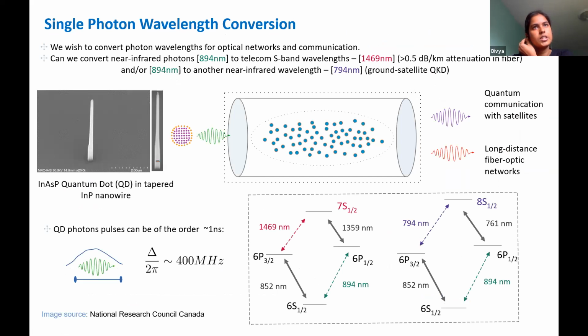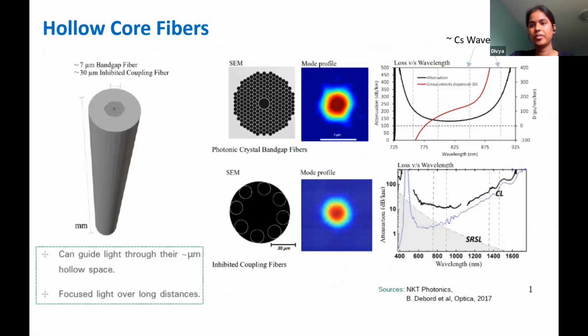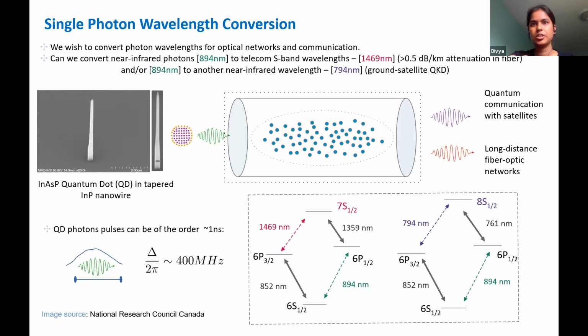So we wish to convert this photon wavelength, which is around 894, to telecom wavelength, which is 1469 in cesium, and 894 to 794, which can be used for satellite quantum key distribution. First, I'll give you the two fibers, because two different wavelengths need to be handled. One is in the NIR range and another is in the telecom wavelength. So two different fibers are required.